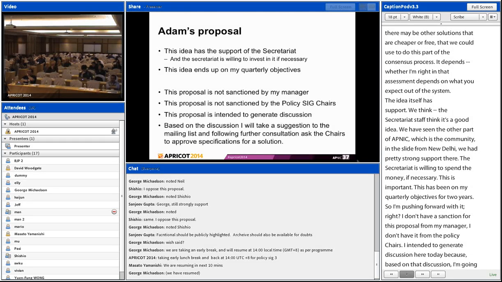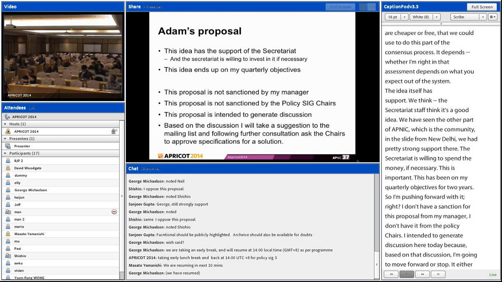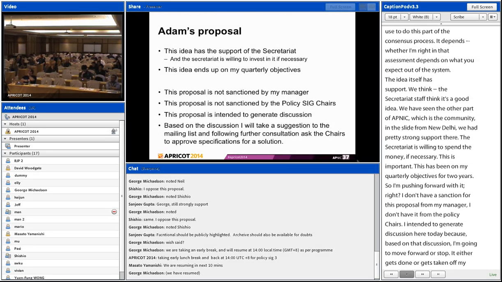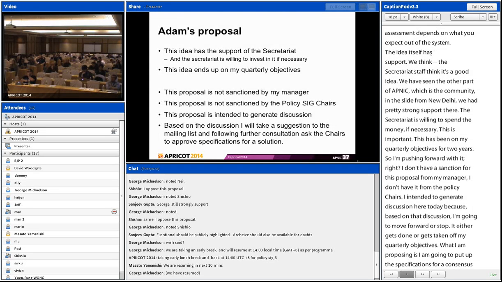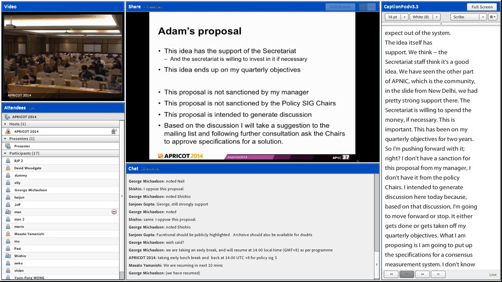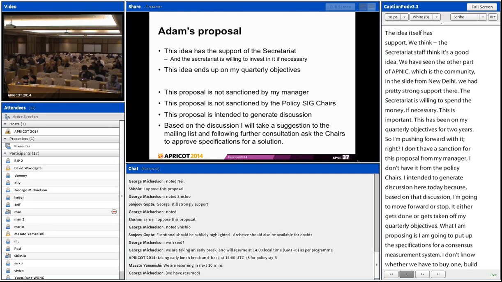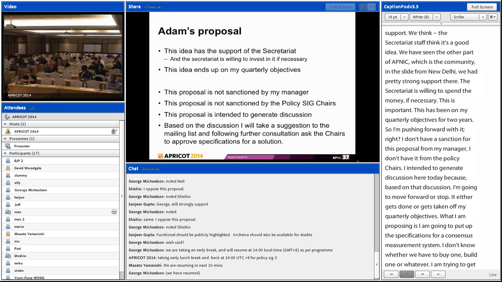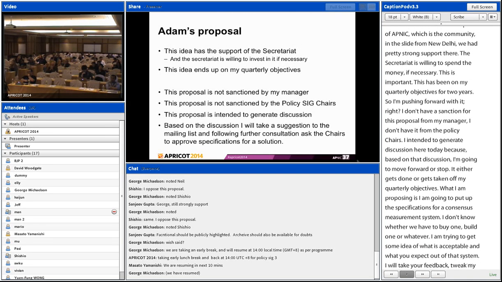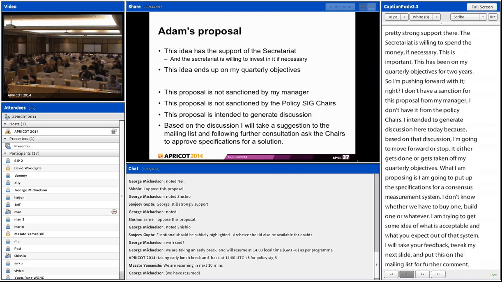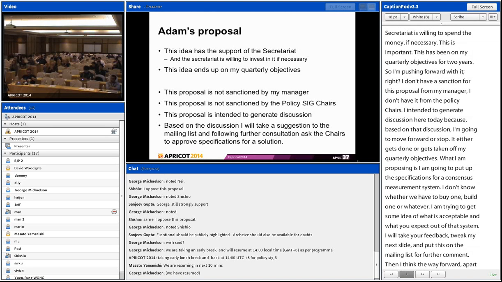So what I'm proposing is I'm going to put up the specifications for a consensus measurement system, and I don't know whether we have to buy one, build one, or whatever. I'm trying to get some idea of what's acceptable and what you expect out of that system, and I'll take your feedback, tweak my next slide, and put this on the mailing list for further comment. And then I think the way forward, apart from getting approval from the management of the Secretariat, is it's probably up to the chairs. They're the people who have to use it, right?